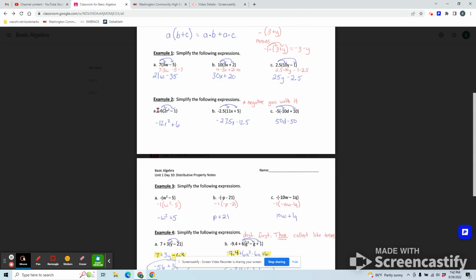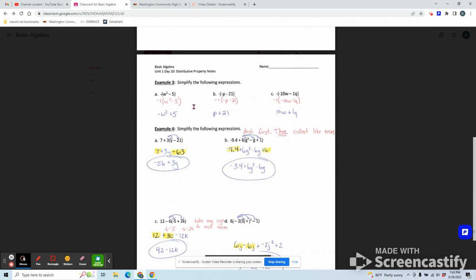Down here, I'm distributing a negative, but we're doing the same thing. I'm still multiplying -6 times 2r squared. Well, -6 times 2 is -12, and then the r squared is still there. -6 times -1, we've got to take that sign with it. Two negatives multiplied give you a positive, so it should be +6. And so on for the other ones.